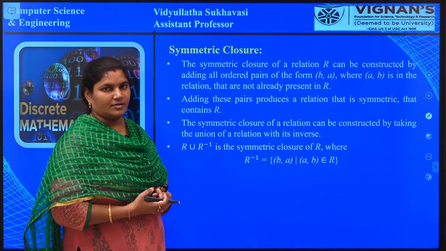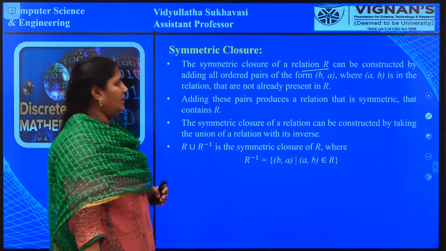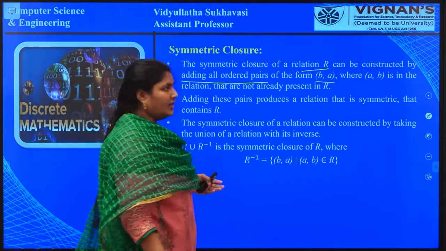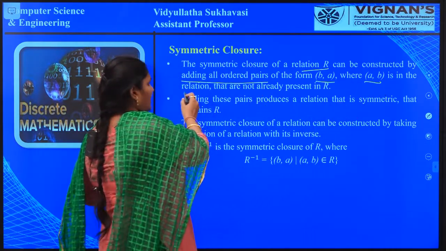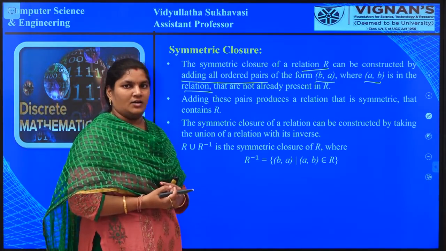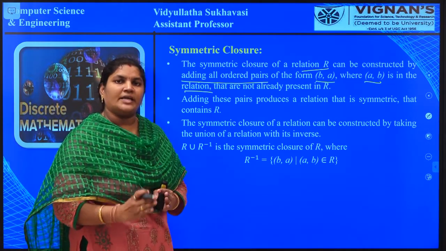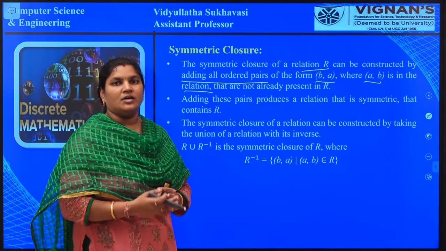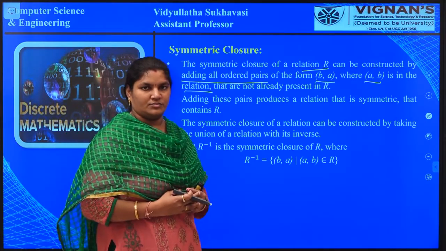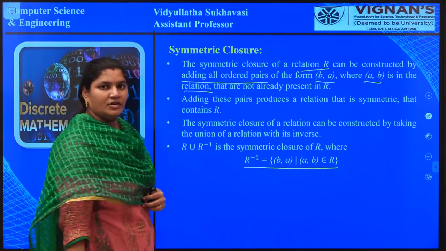the relation R. So here the symmetric closure of a relation R can be constructed by adding all ordered pairs of the form B comma A, where A comma B is in the relation, that are not already present in R. So we have ordered pairs in the relation R in the form of A comma B. For all those ordered pairs, if the B comma A form is not in the relation R, those ordered pairs we are going to add in the relation R. Then it becomes a symmetric closure.